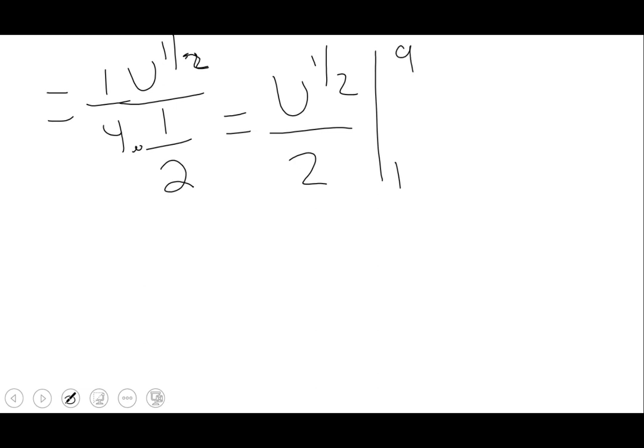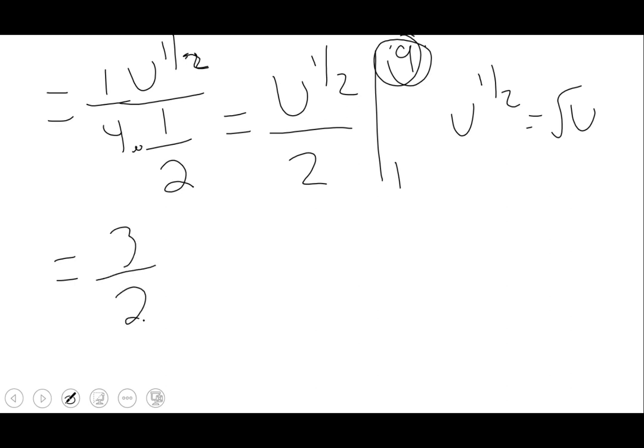And the nice thing about these problems is they kind of work out. Remember, of course, that u to the 1/2 is equivalent to the square root of u, and you'll notice that 1 and 9 are both perfect squares, which is going to make this problem relatively simple to evaluate. So you're going to plug in the top number first. So u to the 1/2 becomes 9 to the 1/2, also known as the square root of 9, better known as 3 over 2. Always a minus.